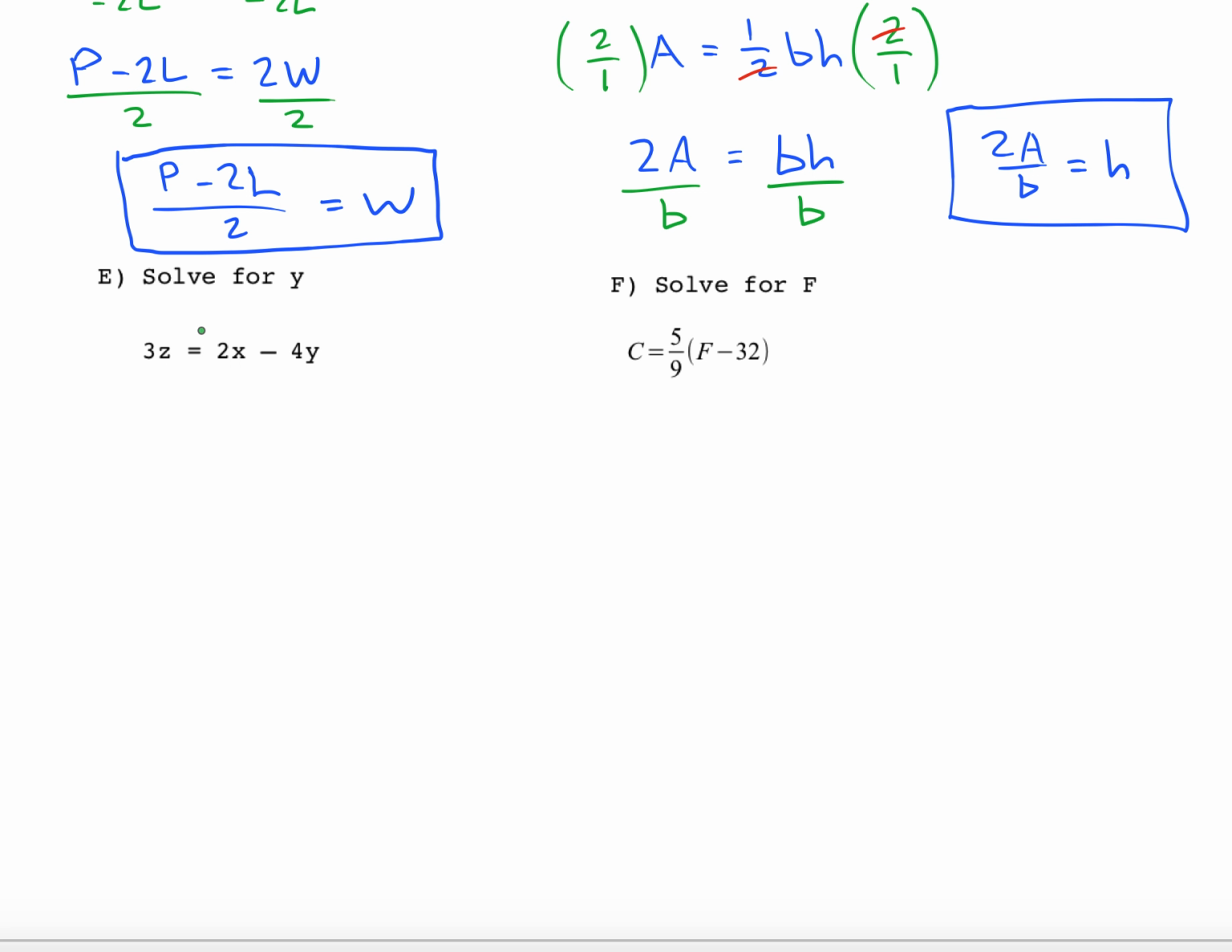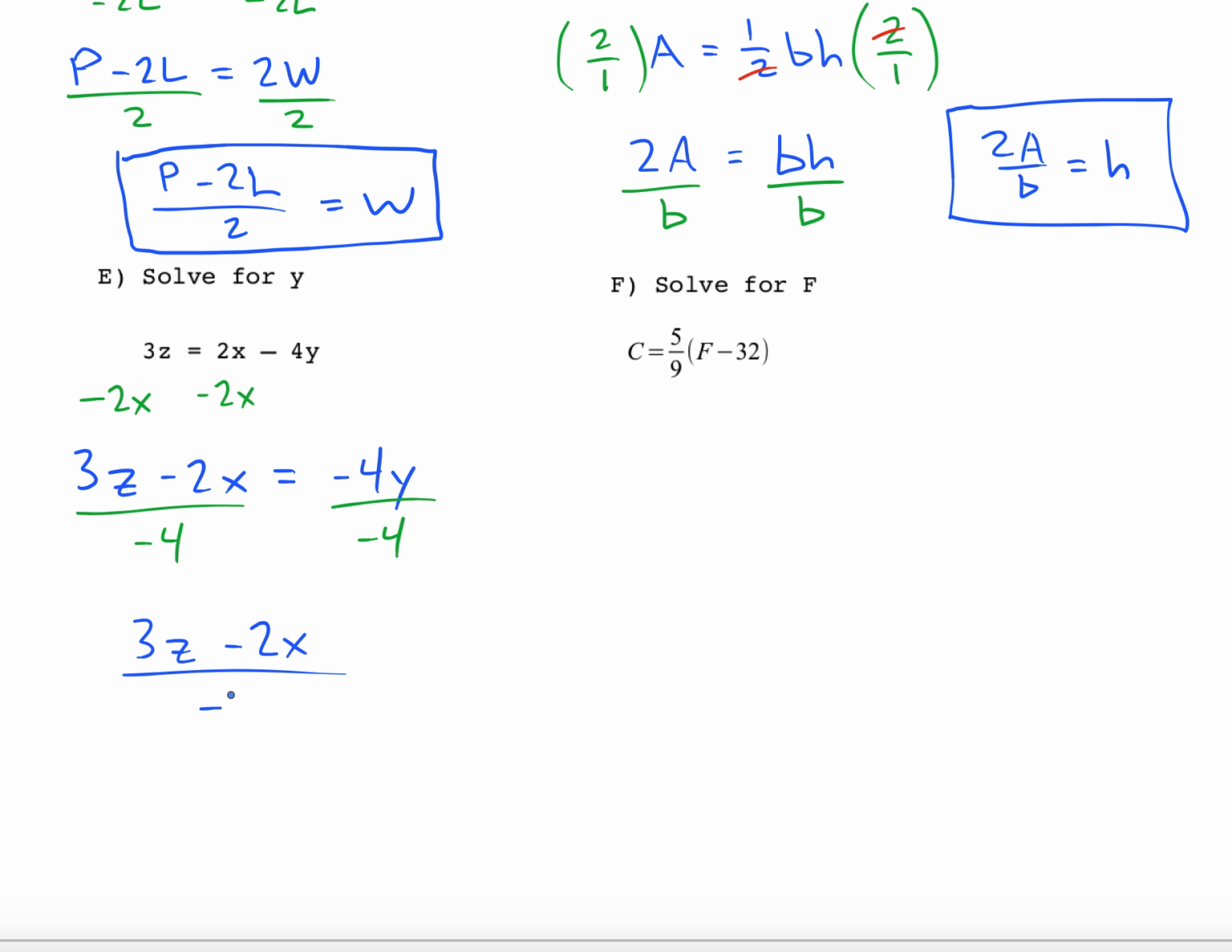Solve this equation for y. I'm going to move the 2x first. We'll have this. And now we want to get rid of the negative 4. Let's do it to all sides. Okay, that's pretty good there.